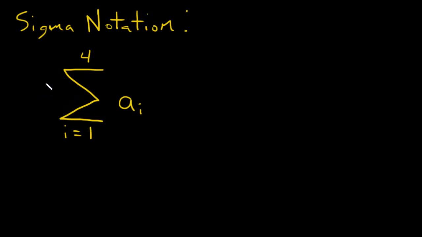Now, what on earth is all this saying? Sigma notation is often called summation notation, because sigma and summation go hand in hand. They are like peas and carrots. So, sorry, it's very late.